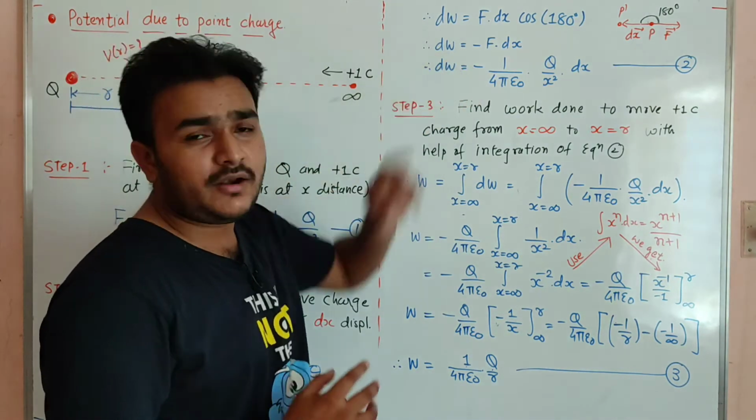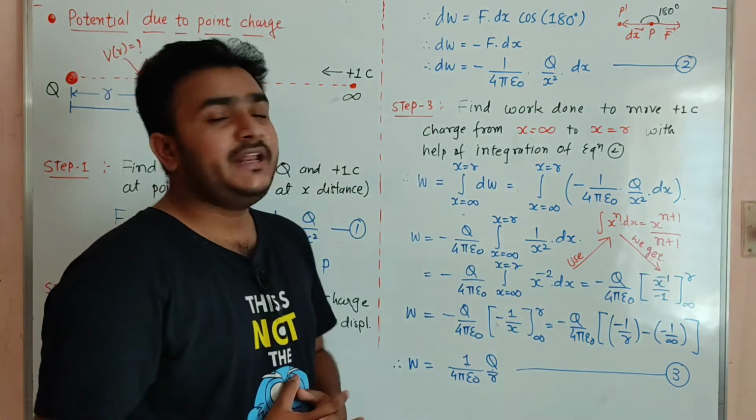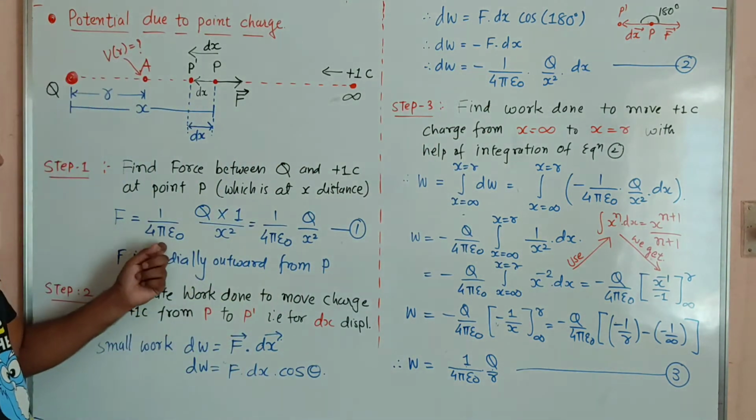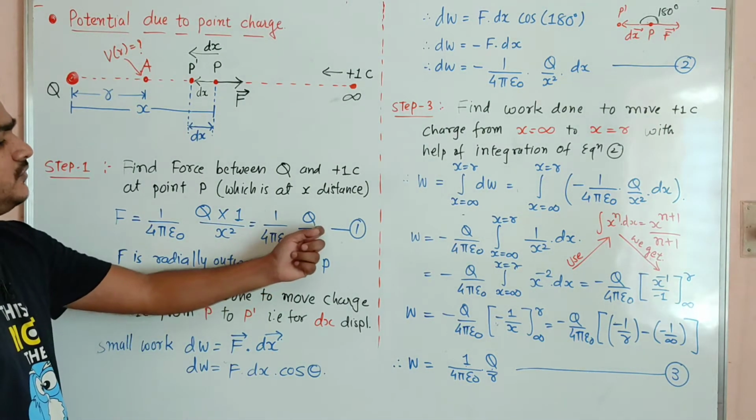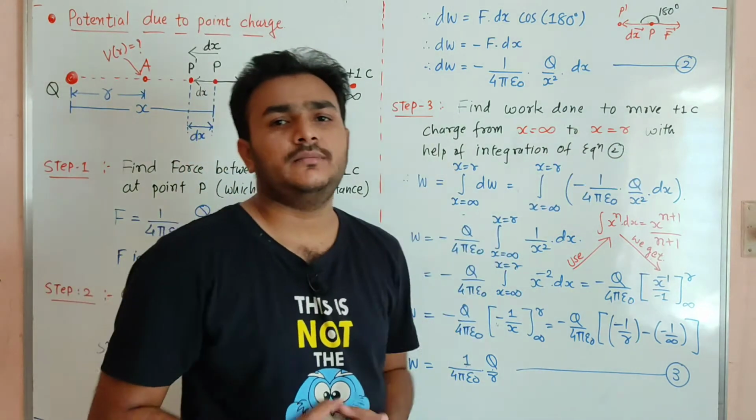So dW, the small work done, is equal to minus F dx. Putting the value of F from equation number 1, dW is equal to minus 1 by 4 pi epsilon 0 q by x square into dx. Call this equation number 2.